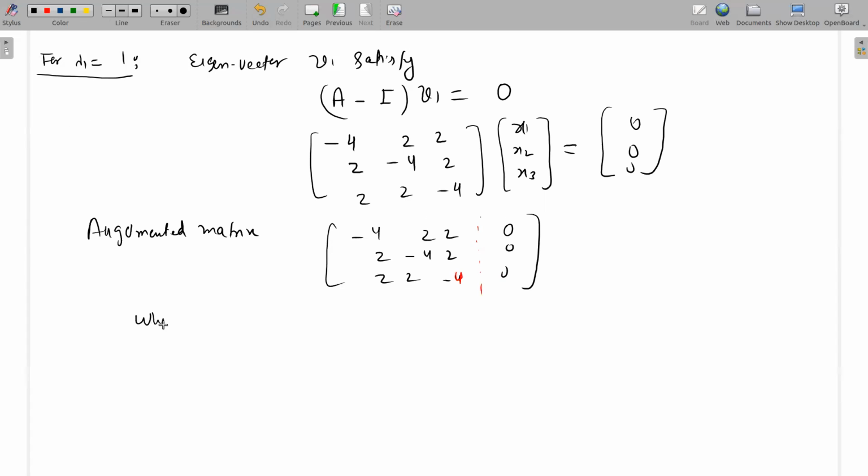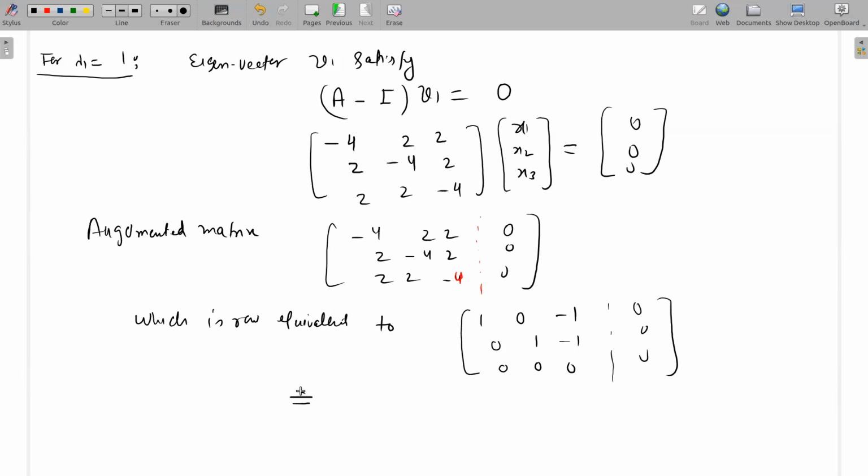करना, which is row equivalent to... और डायरेक्टली सॉल्व कर लो इसको, आपकी मर्जी है. 3 by 3 system you can solve. So 1 0 minus 1, 0 1 minus 1, 0 0 0. तो इसको सॉल्व करोगे, जैसे पहली इक्वेशन क्या कह रही है, x1 minus x3 equal to 0, so x1 equal to x3. सेकंड कह रहा है x2 equal to x3, so you got x1 equal to x2 equal to x3.